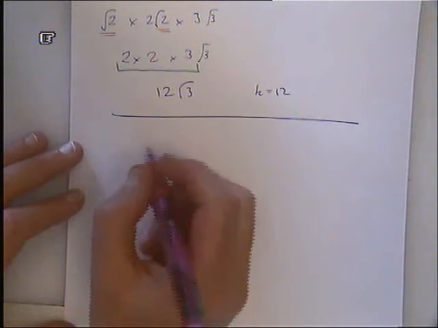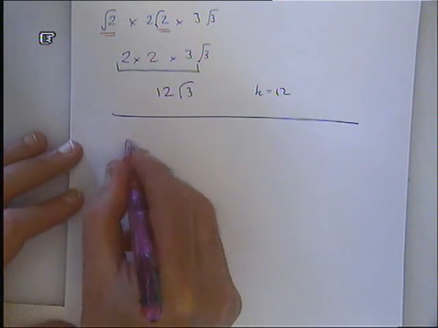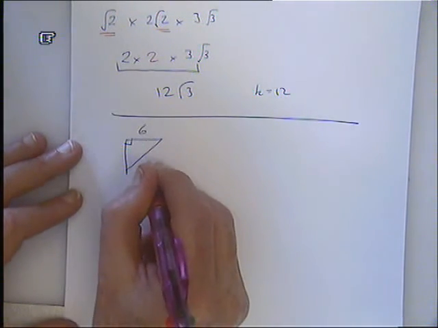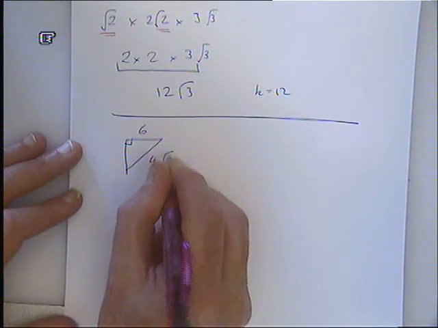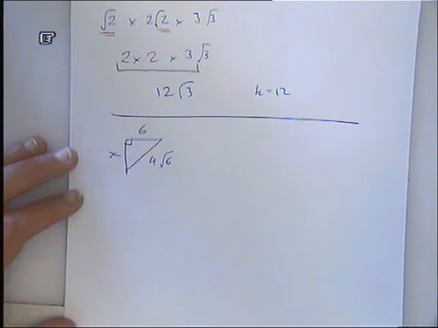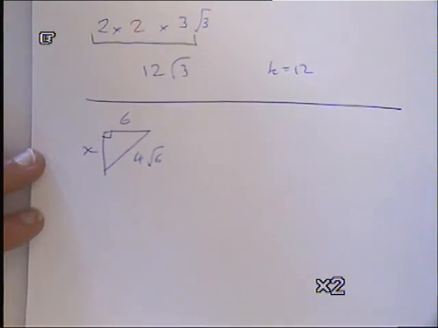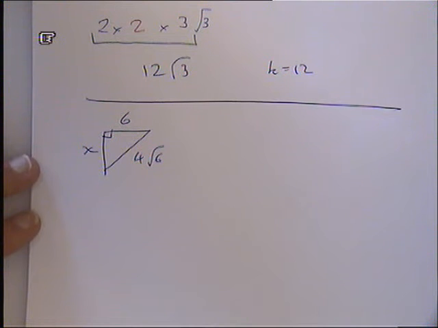You can get some sort of geometry questions as well, just to make sure you haven't forgotten too much. 6 for that length, 4 lots of root 6 for that length, x for that length. What topic is now involved from GCSE? Pythagoras. So right angled triangles, no angles involved, Pythagoras.